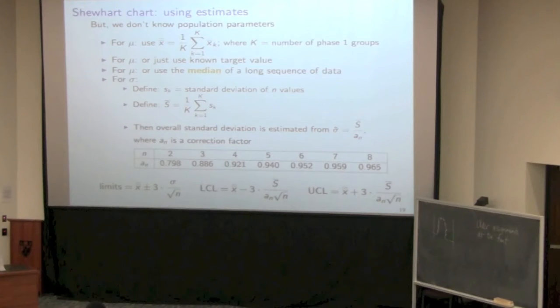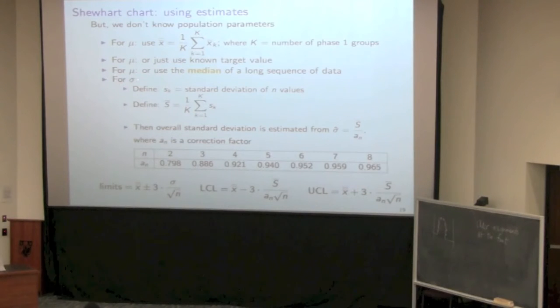Your phase one data you choose to build your monitoring chart. So go to your database, pull out a vector of data. Those are your phase one data. Capital K is the number of subgroups you choose to make out of those phase one data. You calculate those subgroup averages, and then you take the average of those averages, and that gets you X double bar. So that's a good target as well. Any three of those options should agree pretty much with each other. You can try them all out, but they should be pretty much the same.